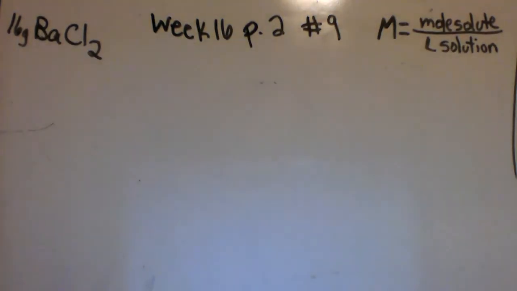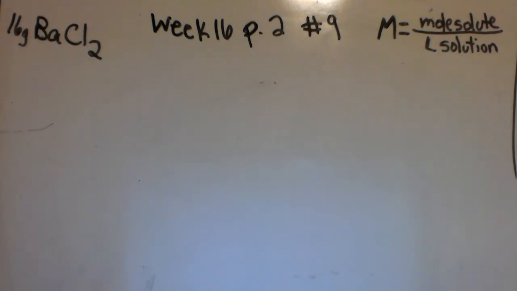Now let's try problem number 9 on page 2 of your week 16 homework. The problem reads, what is the molarity of a solution prepared by dissolving 16 grams of barium chloride in enough water to give 450 milliliters of solution? When we do these, please have your homework sheet out and read along with me. I expect to see all of the work showing on your homework sheets.